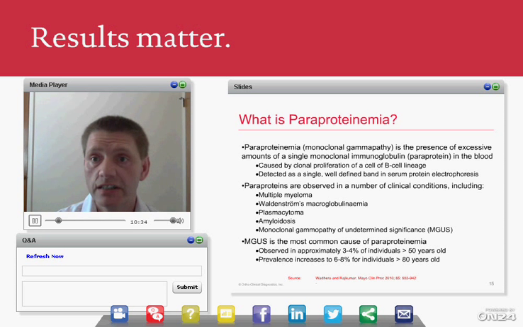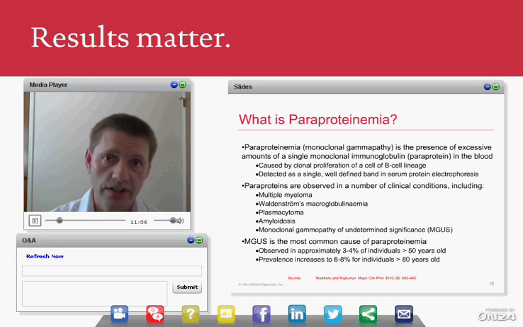Paraproteins are present in a number of conditions. I think the most well-recognized one is multiple myeloma. There's a listing of several here. The most common is actually MGUS, or monoclonal gammopathy of undetermined significance, which is quite common in older individuals. The observed prevalence, based on the few published studies that are out there, is somewhere in the 3 to 4% range, 3 to 4% of all adults over the age of 50, and 6 to 8% of adults over the age of 80.